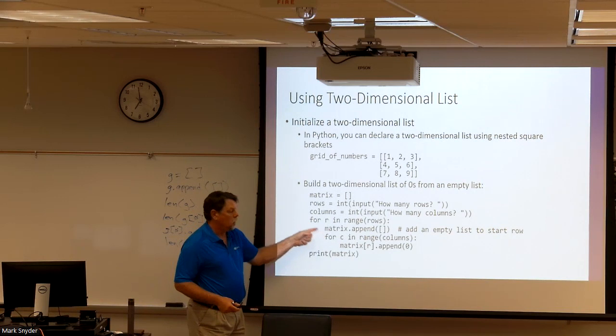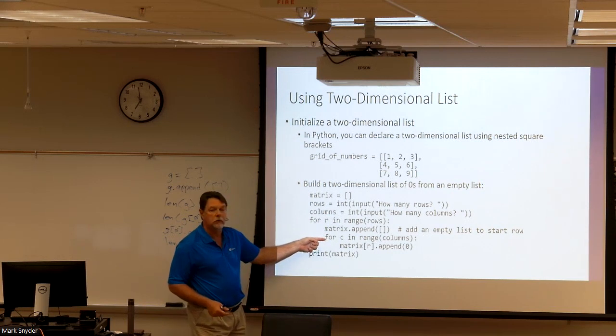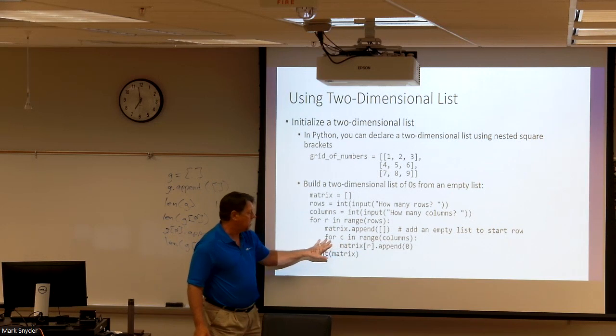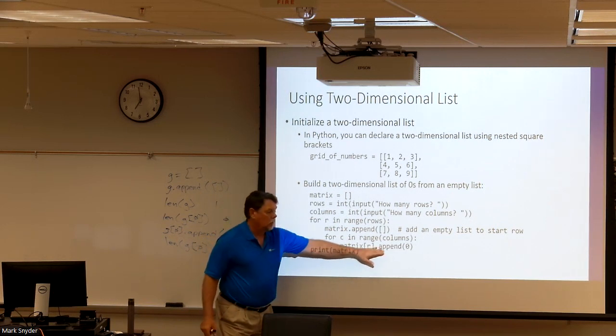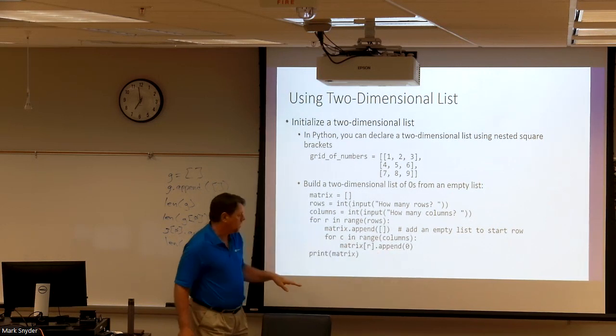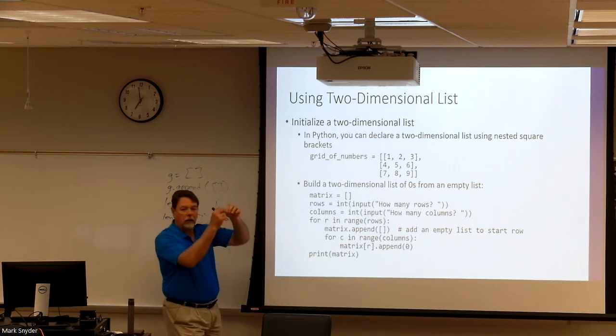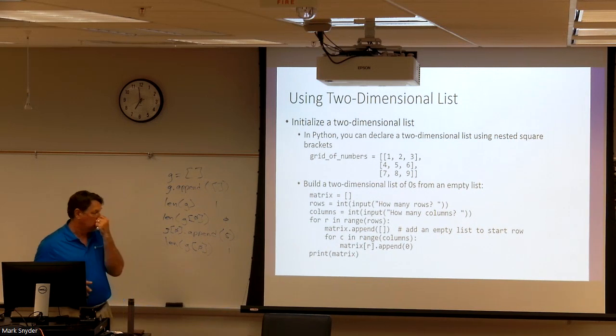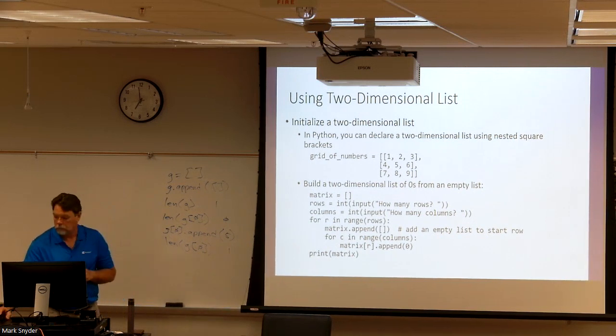Now, we have a nested loop, right? We iterate over the rows. We iterate over the columns. For each row, we add an empty list. And for each column, we add a 0. Now, when I print this matrix, I'm going to get a table of zeros. Probably not formatted very well, but there you go.